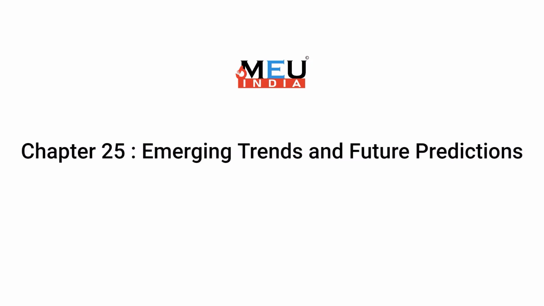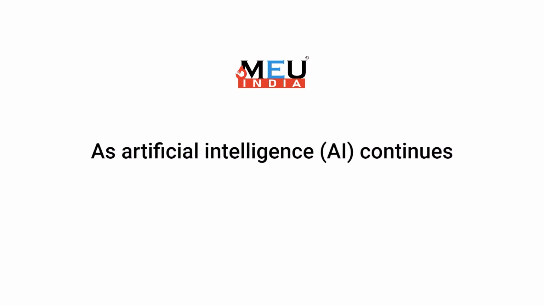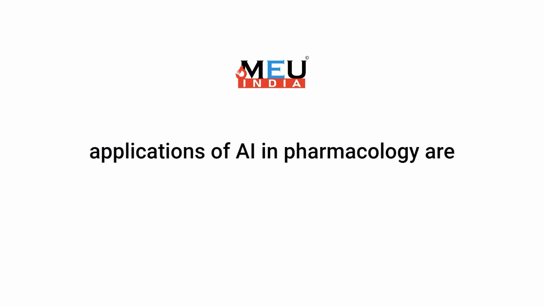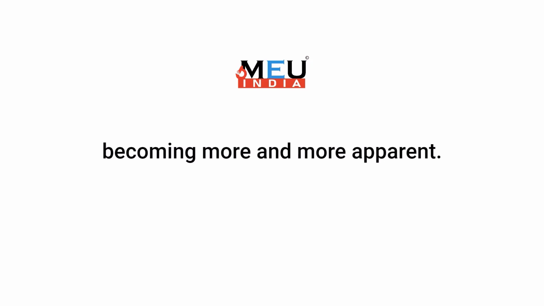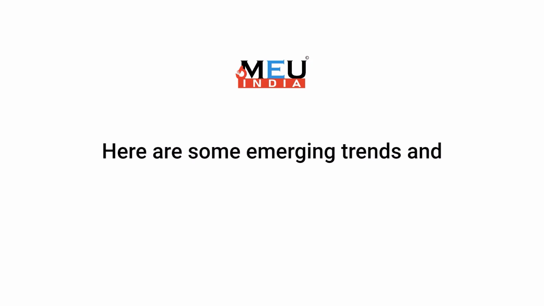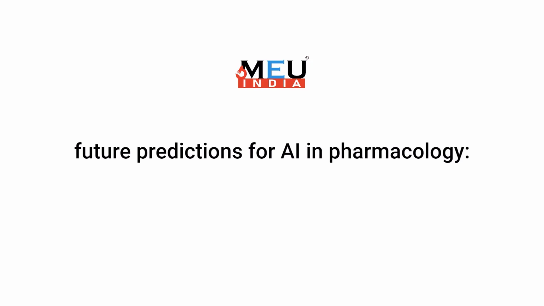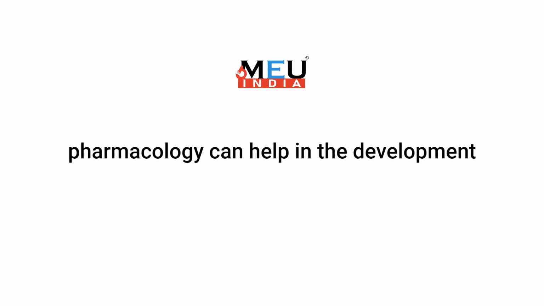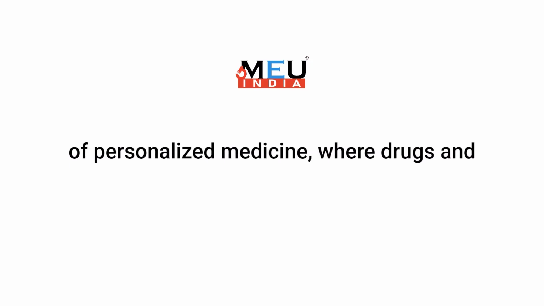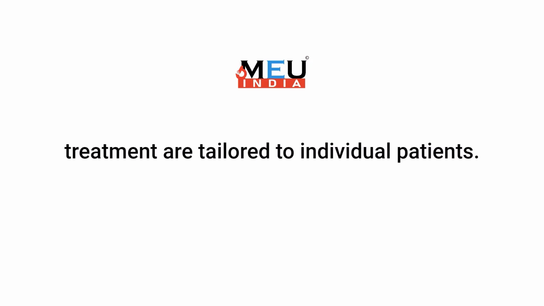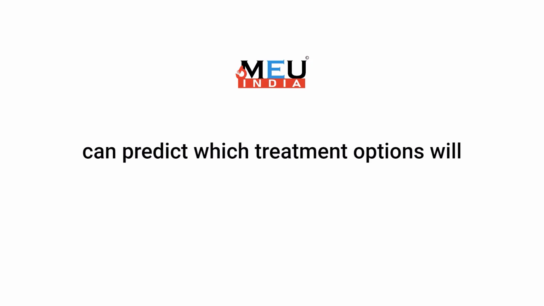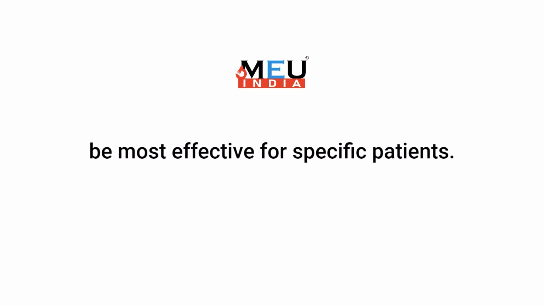Chapter 25, Emerging Trends and Future Predictions. As artificial intelligence continues to evolve and improve, the potential applications of AI in pharmacology are becoming more and more apparent. Here are some emerging trends and future predictions for AI in pharmacology. 1. Personalized medicine. The use of AI in pharmacology can help in the development of personalized medicine, where drugs and treatment are tailored to individual patients. By analyzing patient data, AI algorithms can predict which treatment options will be most effective for specific patients.